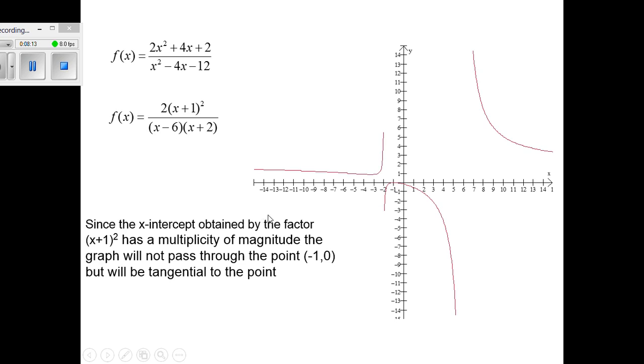Okay, we're going to have the y-intercept at -1/6. We have x-intercepts at 6 and -2. Let's see if that is featured in this graph. Here we are. Our vertical asymptotes at -2 and +6. Our horizontal asymptote at y equals 1.